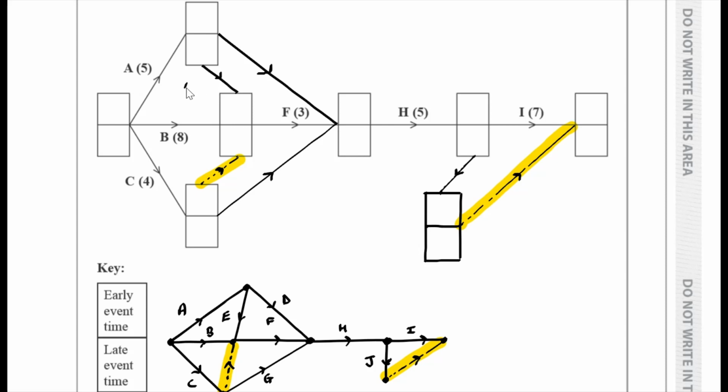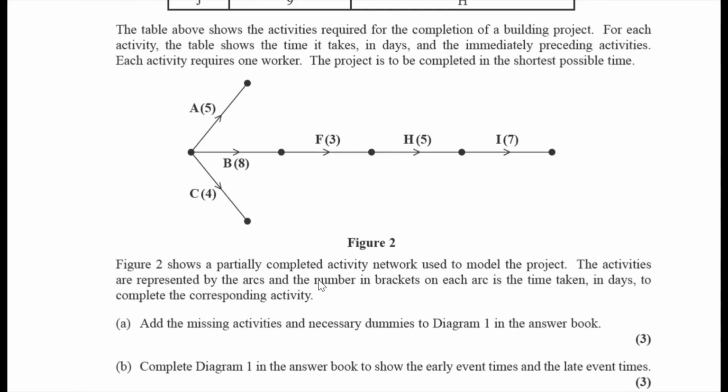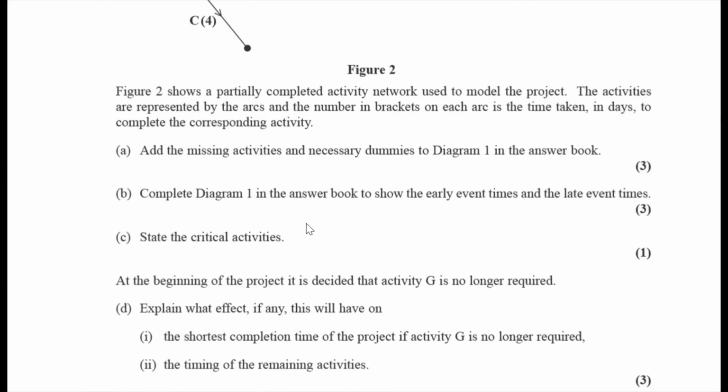So we have E over here, D here, F is already shown, we have G over here, and we have J over here. I think that's it. We now need to add in the numbers. If we go back, G is 7.